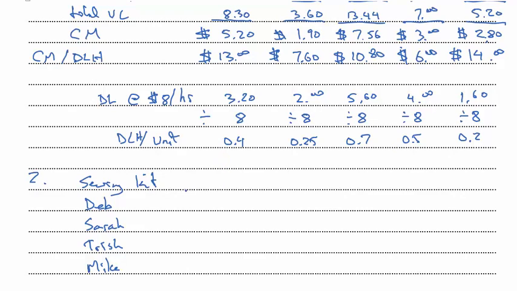Okay, so the sewing kit was, what did we say? Direct labor hours per unit. Sewing kit there was 0.2, and then the Debbie was 0.4, and Sarah was 0.7, Trish was 0.25, and Mike was last at 0.5. And then demand, I think somewhere in there, there we go, estimated demand for next year.